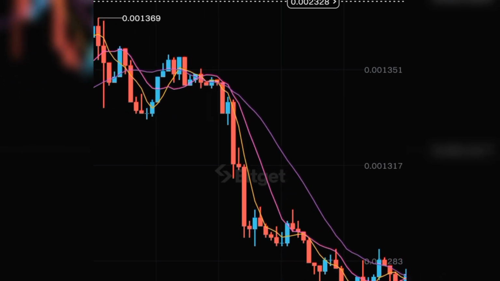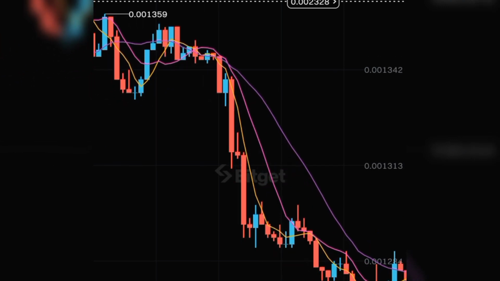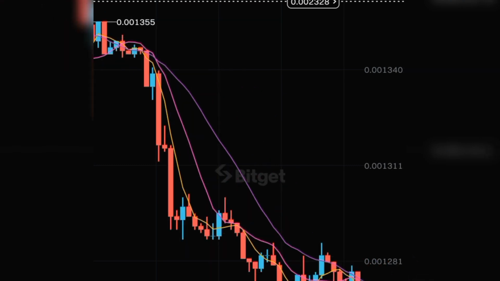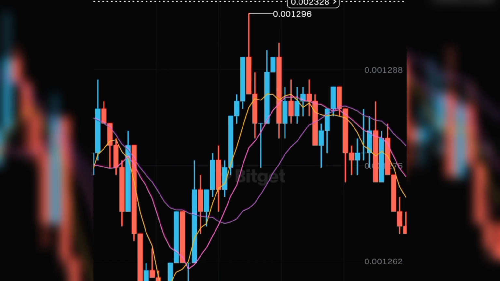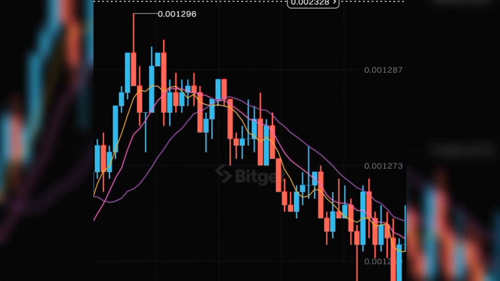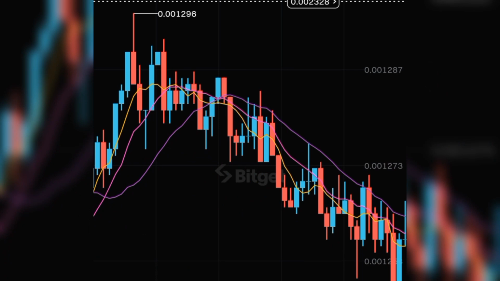I can see it crossing each other. Remember, the purple one must be at the top, while the pink one is below the purple and yellow below. So that's how it's done. You can see it for yourself on this particular chart right now. And that's how to capitalize on the crypto market using the indicator MA, the moving average.